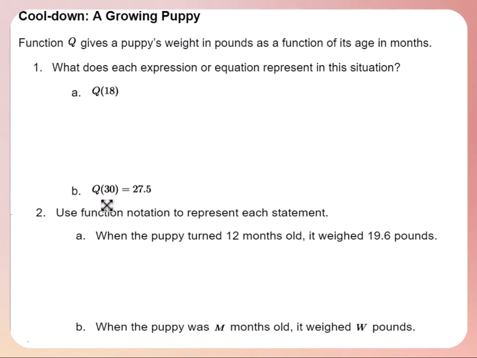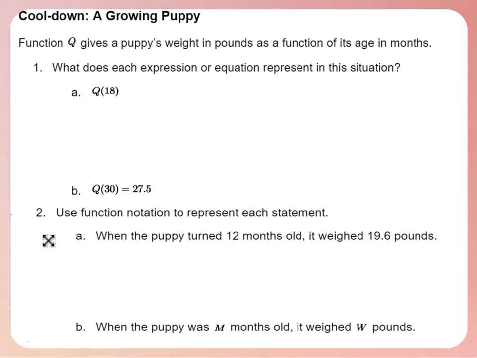All right, look at B. B has the Q, the function, and the time, but it also has the answer or the output. Okay, the way that we say this is that in 30 months, the puppy will weigh 27.5 pounds.